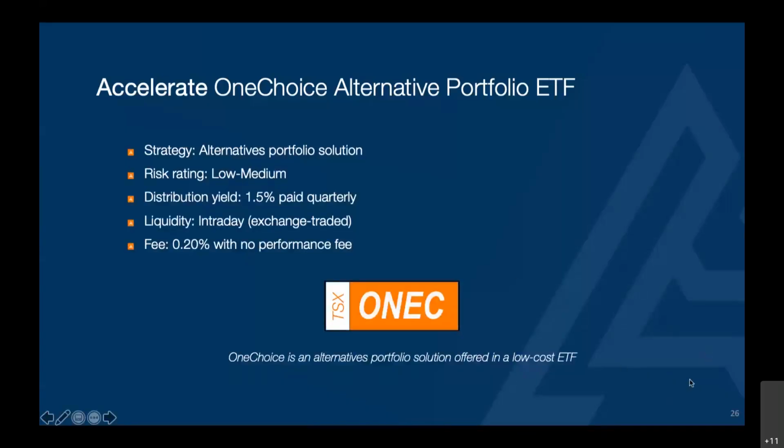So just to summarize, OneChoice is an alternatives portfolio solution for investors to further diversify beyond just stocks and bonds. It carries a risk rating of low to medium, pays a 1.5% quarterly distribution, and it's an ETF, so real simple to trade. The symbol is ONEC, 1C on the TSX, and the management fee is just 0.2%. So a great low-cost way for investors to get access to alternative asset classes.